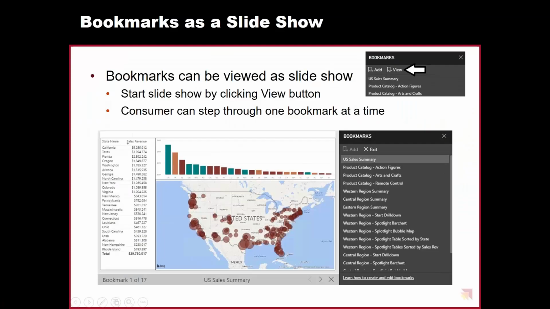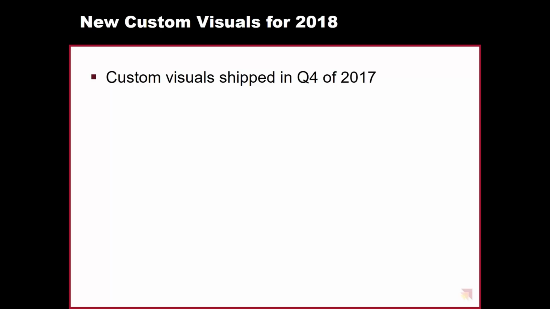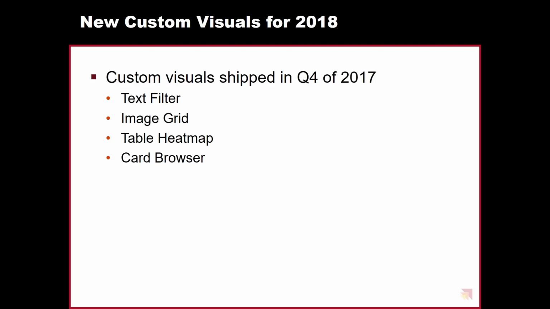Okay, so where are we at so far? We just looked at bookmarks. Now, I want to take a quick tangent as we go through today. There's a bunch of new custom visuals that shipped at the end of 2017. So there's a new text filter, which is great because it gives you the ability to type in things you're searching for. There's the image grid, the table heat map.